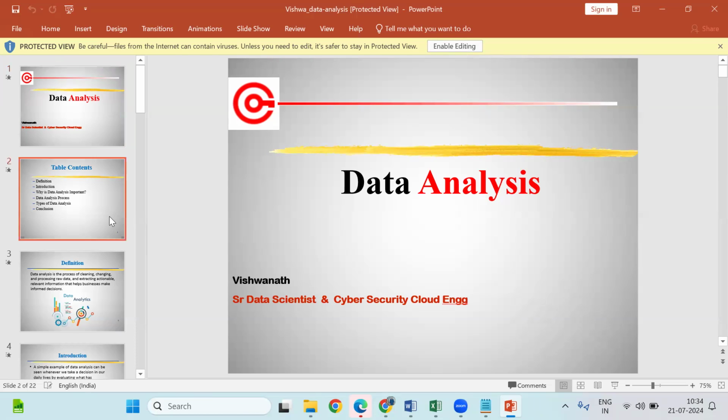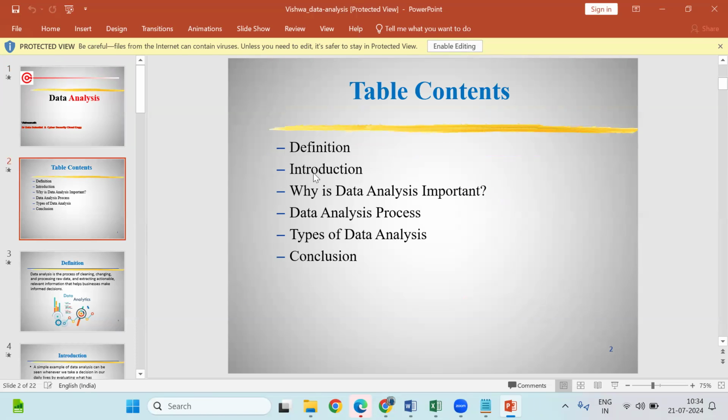Okay. Right. So here, what is the definition, introduction? What is data analysis? Why is data analysis important? Data analysis process, types of data analysis. So that is what we are going to discuss, and finally, we will have a conclusion. Clear, right? Now let me check this point.